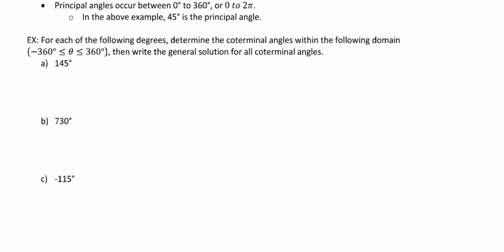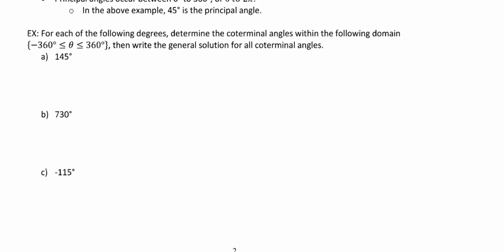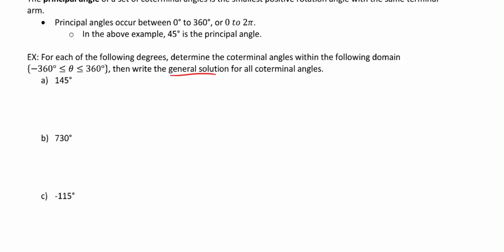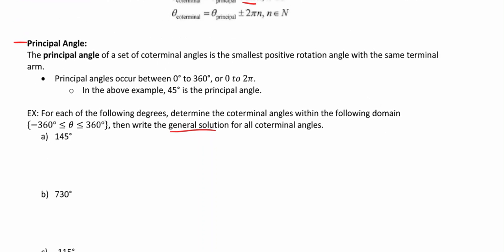Okay, so for each of the following angles, determine the coterminal angles with the following domain. They give us a domain here where the angle has to be greater than or equal to -360 degrees and less than or equal to 360 degrees. But then when we're done that, they want us to write the general solution. So the general solution looks like this, right? For all coterminal angles. So that's without the domain anymore. Okay, so let's do it for this domain first.